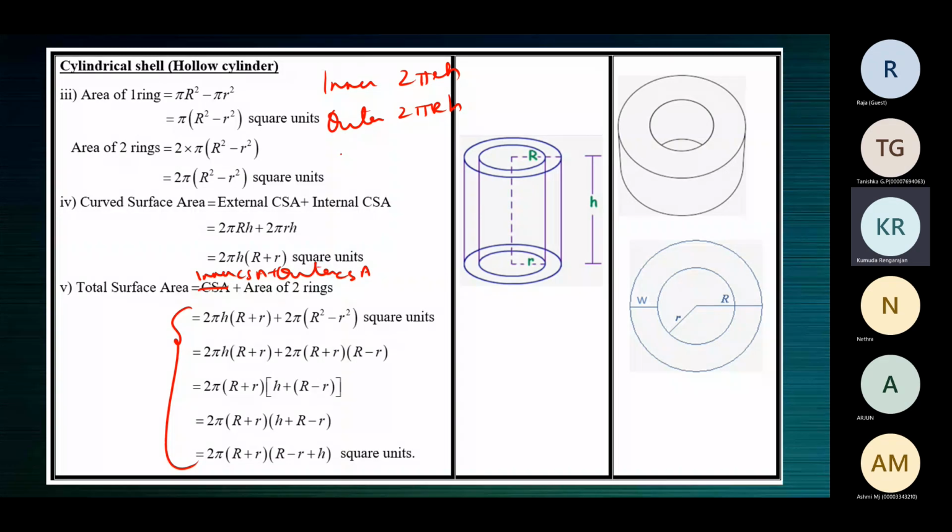Then find the area of one ring. You've done the inner CSA and outer CSA. Now the area of one ring on the top is pi (R square minus r square), so into 2 will be the area of two rings. So the total surface area is the inner CSA plus the outer CSA plus the area of the ring on the top plus the area of the ring below. So two rings basically: inner CSA, outer CSA, and area of two rings, one on the top and one at the bottom.